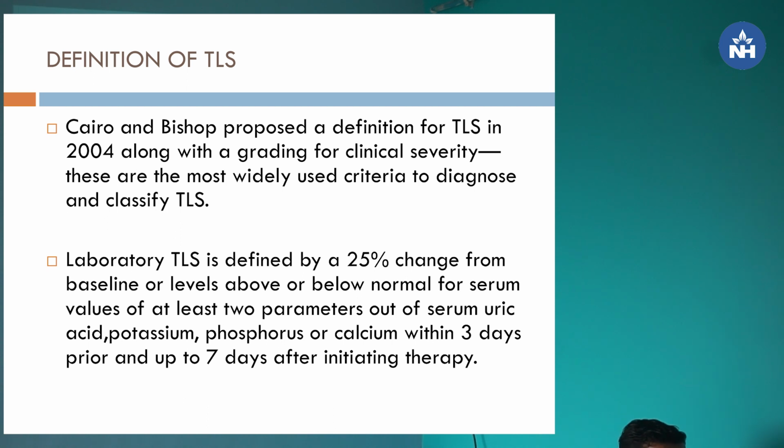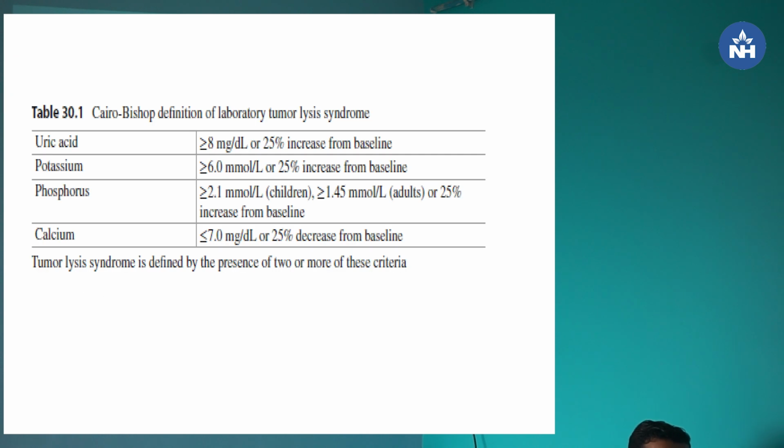The definition of TLS. Cairo and Bishop proposed a definition for TLS in 2004 along with a grading for clinical severity. These are the most widely used criteria to diagnose and classify TLS. This is of two types, one is laboratory TLS, another is clinical TLS. Laboratory TLS is defined as a 25% change from the baseline or levels above or below normal for serum values of at least two parameters out of serum uric acid, potassium, phosphorus or calcium within 3 days prior and up to 7 days after initiating the therapy. This is the laboratory TLS.